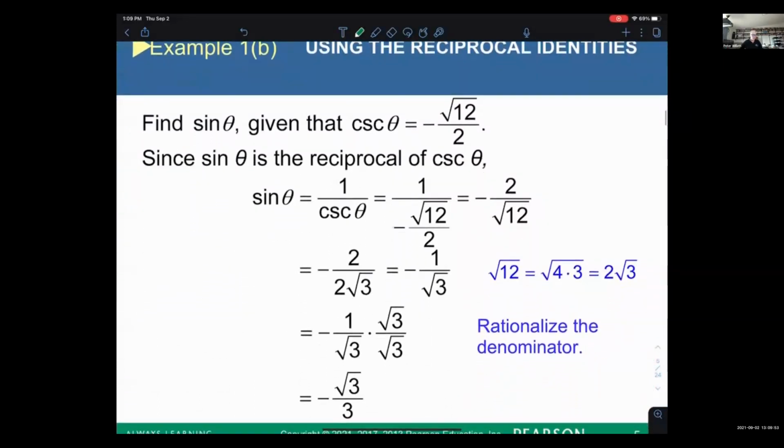So they have another one here with cosecant, which would be the flip of sine. So they told you cosecant. So if you wanted the sine, you'd flip the cosecant, which they did. And then like I did, they did a rationalization of the denominator like I did in my little example here.